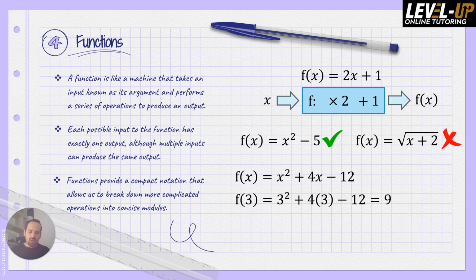So yeah, we put in that value of 3. So you see we get 3 squared plus 4 times 3 minus 12. You work that out, you're going to get 9. So 9 would be the output.